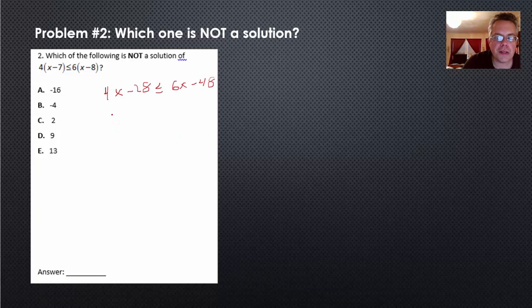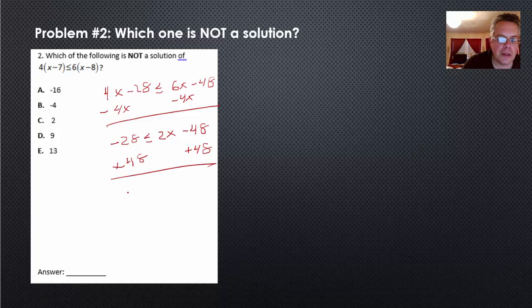We have an x on both sides, so I'm going to subtract 4x from both sides. I get negative 28 is less than or equal to 2x minus 48. You guys are good at this, so I'm kind of flying through this. Plus 48 on both sides, using my basic moves. And we have 20 is less than or equal to 2x, or x is greater than or equal to 10.